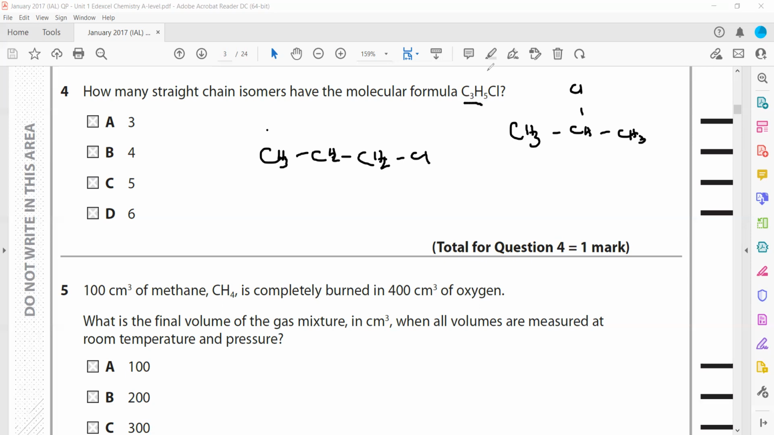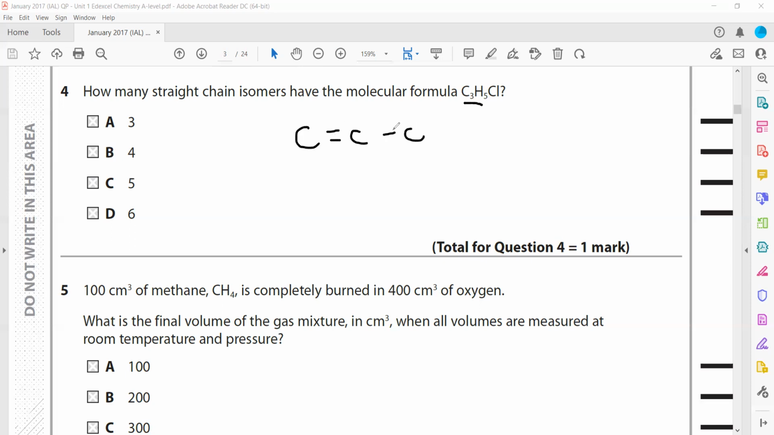But this is C3 and H5. So C3H5 shows that there should be a double bond as well, because if C3H7 is there, then it is an alkane. C3H5, so there should be a double bond. So when I first draw, the two carbon atoms have a double bond and chlorine is attached here. I just realized that it is written C3H5, not C3H7. So this will be CH, this will be CH, and this is CH3. So 3 carbon, 5 hydrogen, and 1 chlorine.